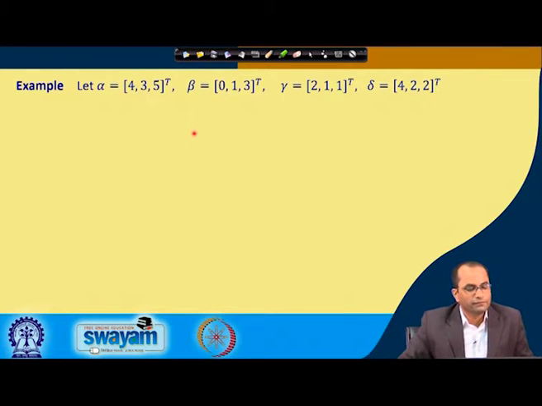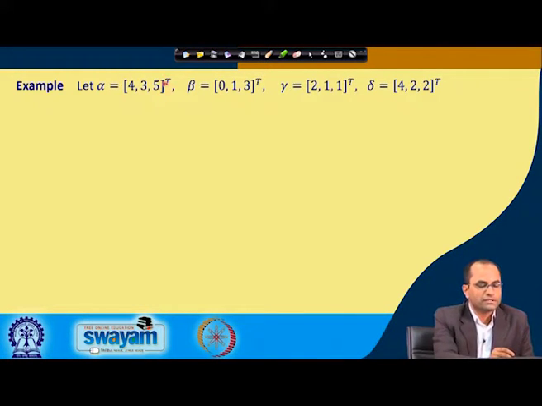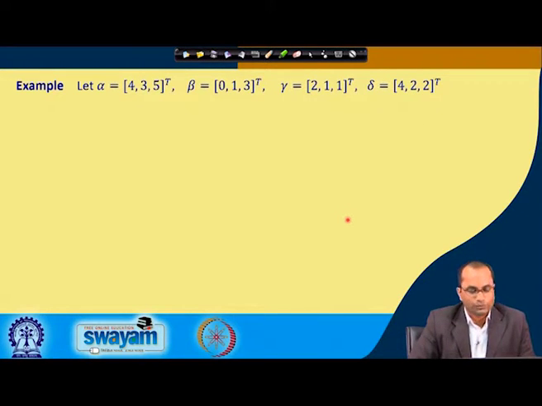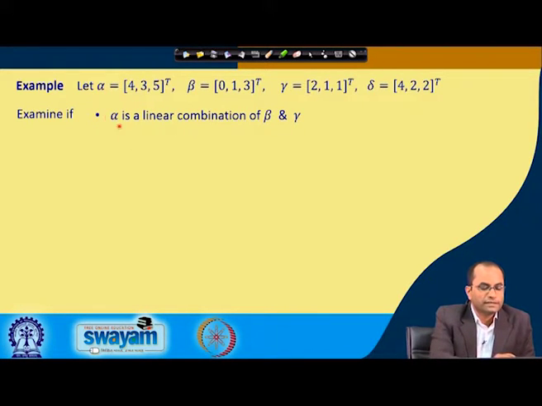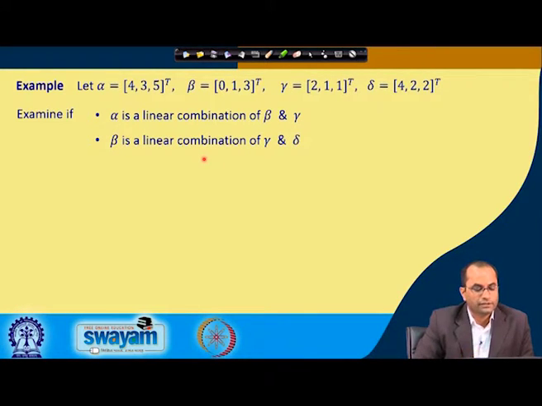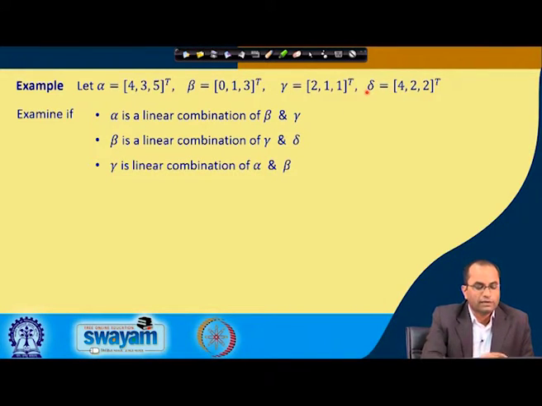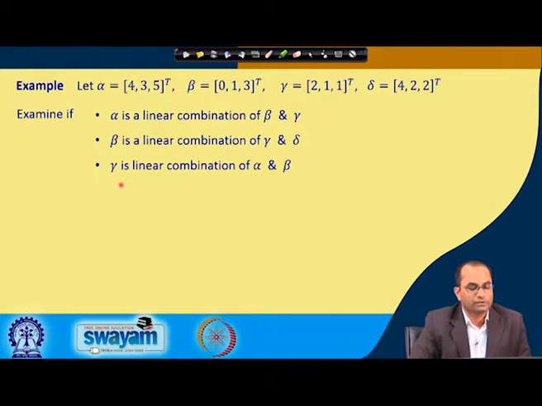So, for the example here, we take these 4 vectors alpha, beta, gamma and delta. So, here 4 3 5, this transpose, so we have this column vector. Here also we have 0 1 3, and 2 1 1, and 4 2 2. Now, we have the following questions. We want to examine whether alpha is a linear combination of beta and gamma. We will also see if beta is a linear combination of gamma and delta, and whether gamma is a linear combination of alpha and beta. So, we will answer these questions here.